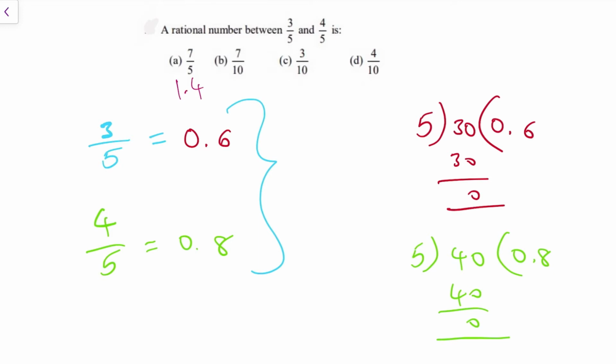Next 7 by 10 is 0.7, 3 by 10 is 0.3, 4 by 10 is 0.4. Now all the options as well as the numbers given in the question are in decimal form. So now from these we need to confirm which decimal lies in between 0.6 and 0.8. Definitely that is 0.7. So option B is the correct option.